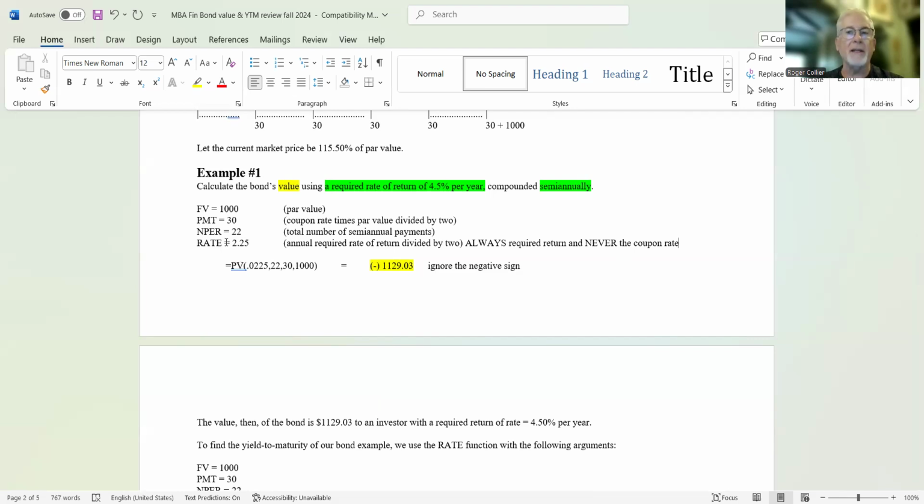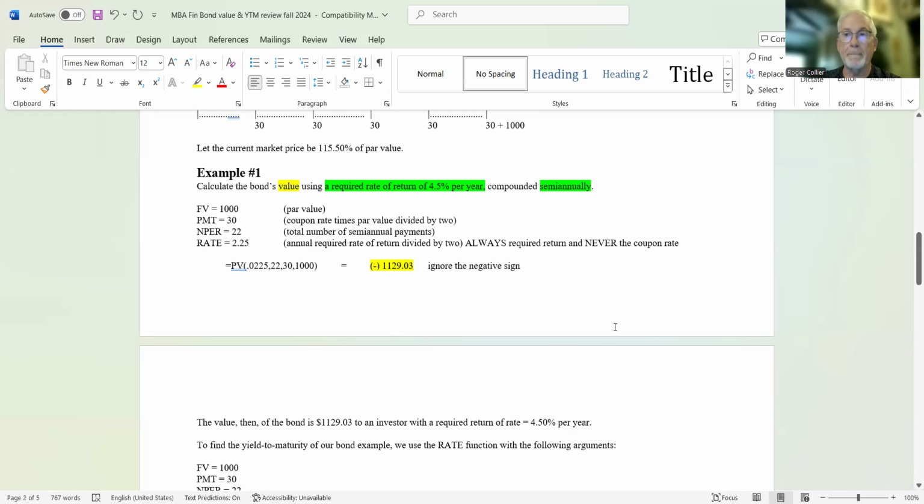The coupon rate is used for one thing and one thing only, and that's figuring the amount of the coupon payment. And once you've figured the amount of the coupon payment, you will not use that coupon rate again. So what belongs here in the value calculation, what belongs here as rate is the required rate of return always, and the coupon rate never.